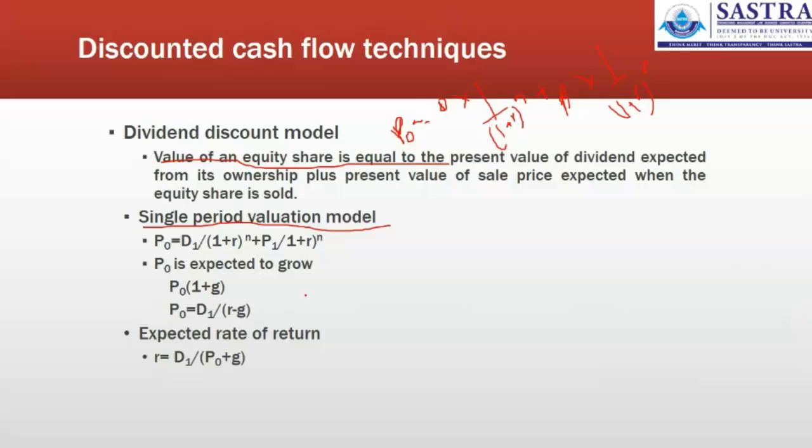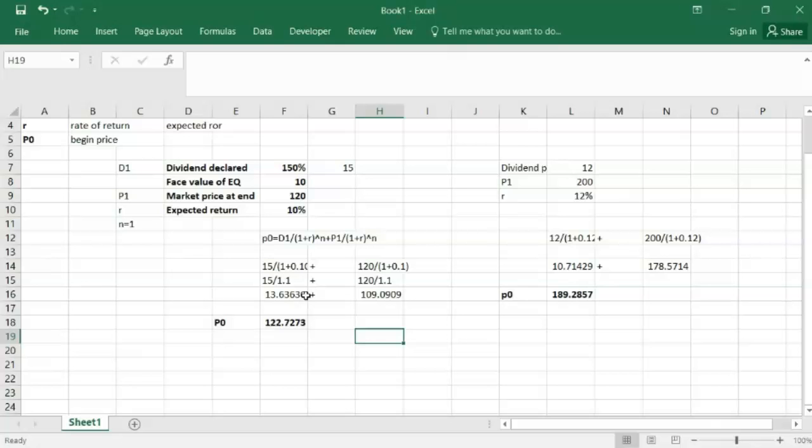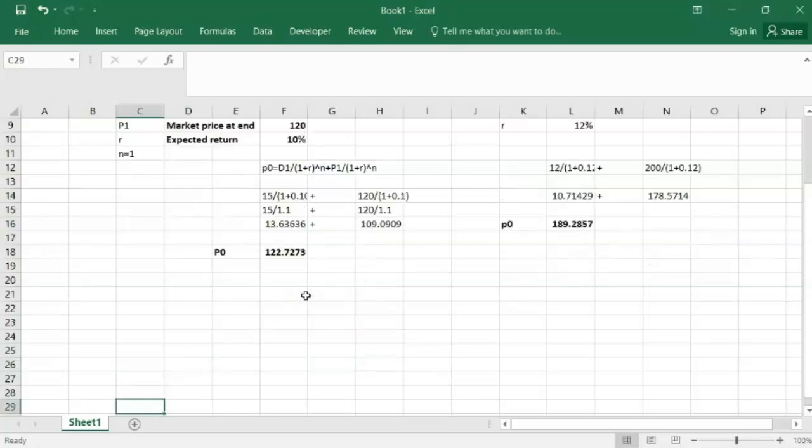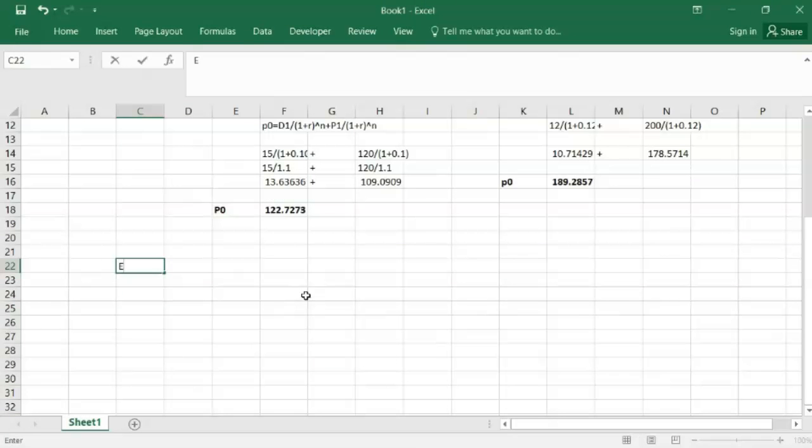The second one: in case there is an increase in the growth rate over a period of time, the dividend tends to increase over the period of time. Then what type of calculation are we going for? P0 is calculated as D1 divided by R minus G, when the expected growth rate is given in the problem.